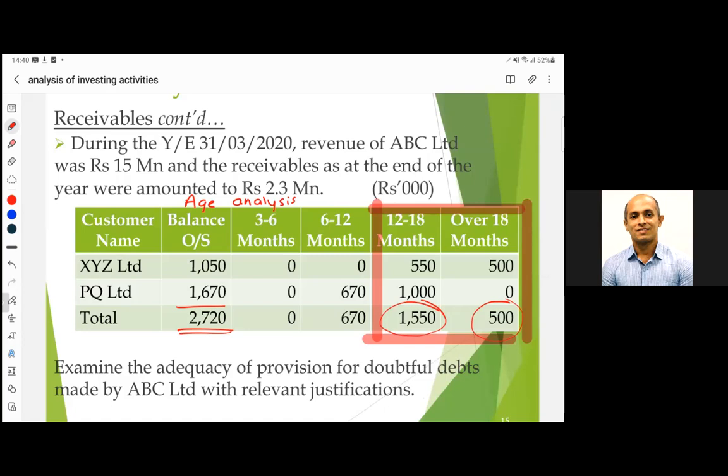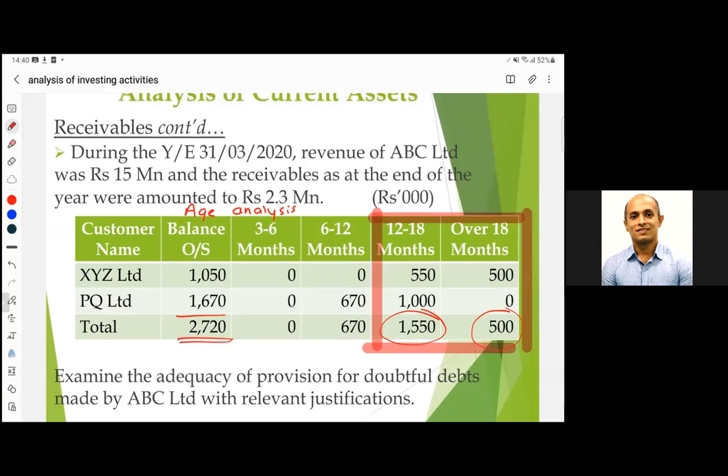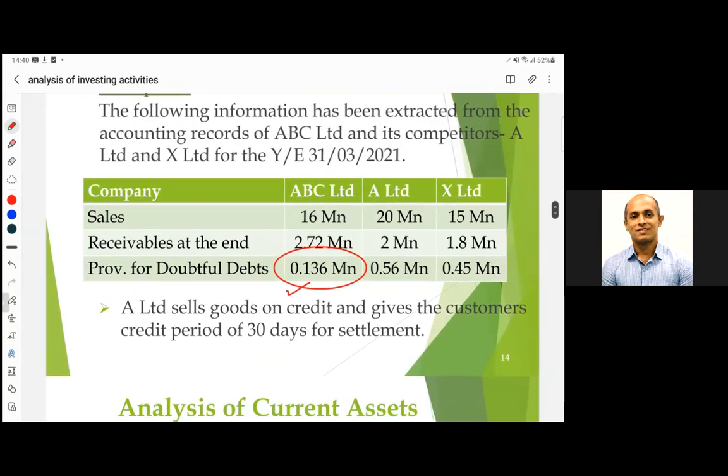The company cannot recover these two balances. Company may have taken legal actions. So if you are an internal analyst, you can discuss with the company lawyers and see whether the company has taken legal actions to recover these balances. Right. So by doing that, you can see whether this provision is adequate.